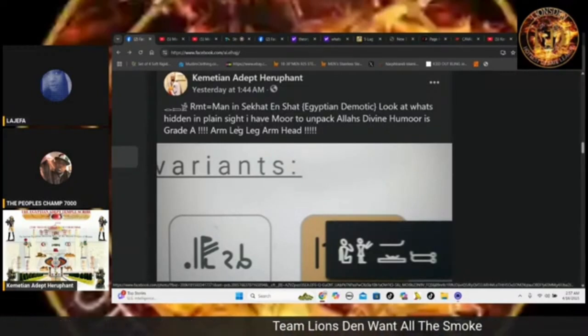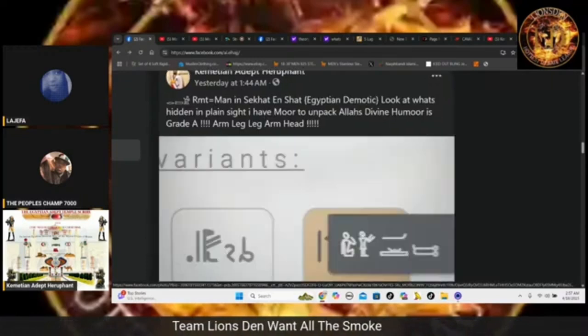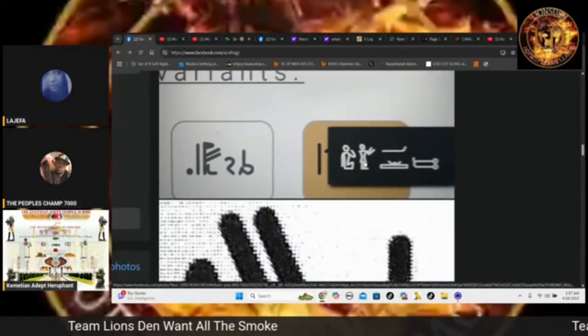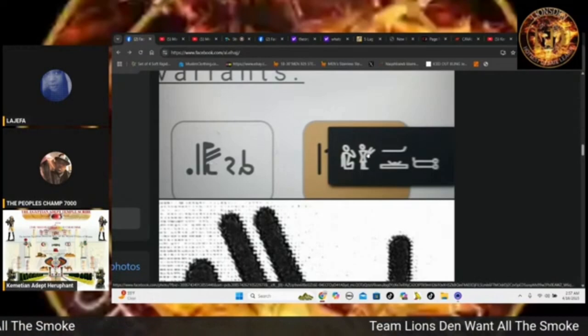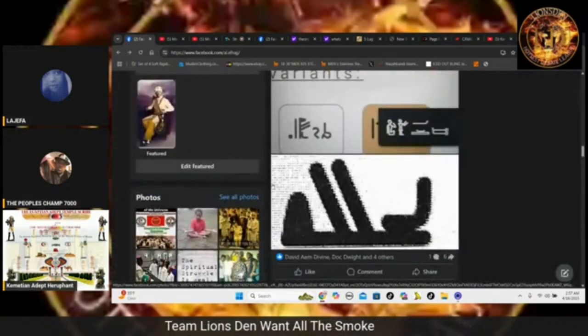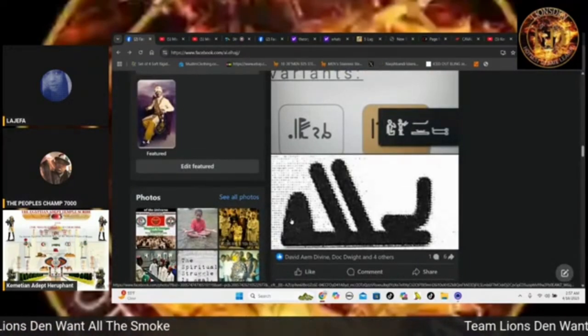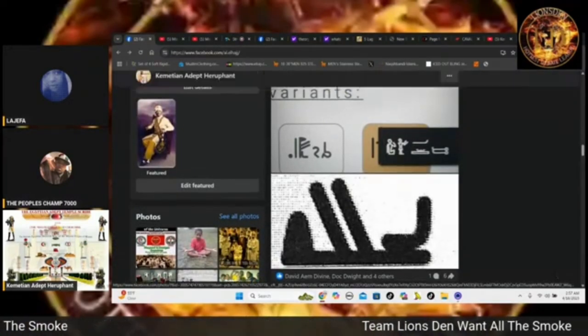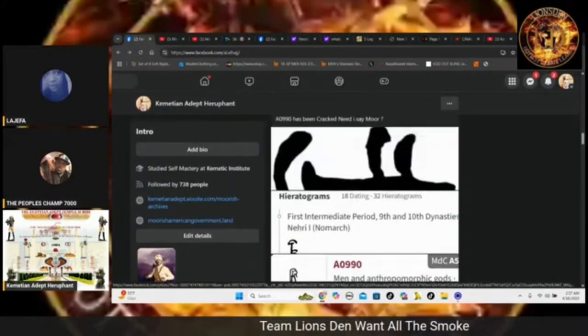Allah's divine humor is grade A. Arm, leg, arm, head. So this is it right here. See, that's the remet standing up. I showed him squatting. This is it in demotic. Look at that. Now, when you turn it on its back, that's the Allah glyph again. Like, bro, that's crazy.